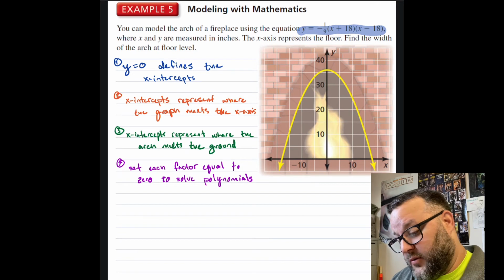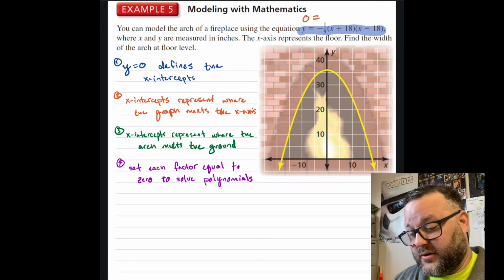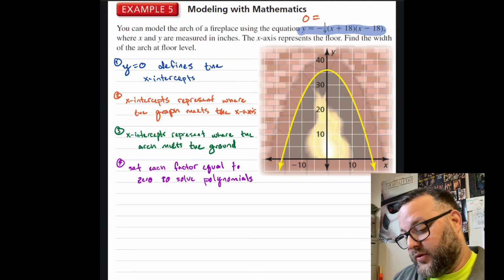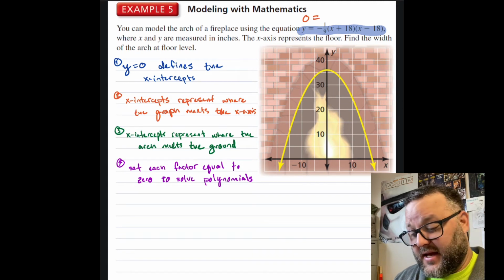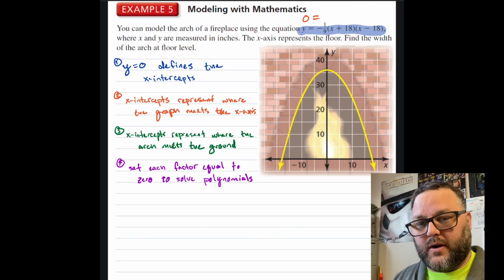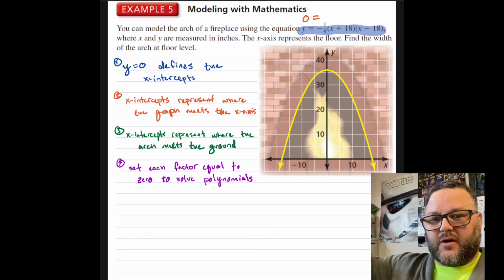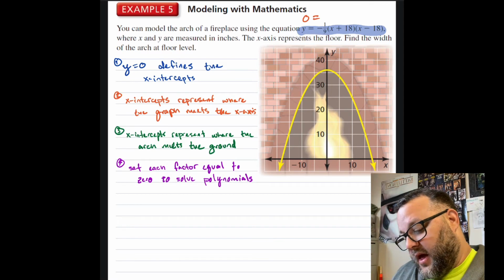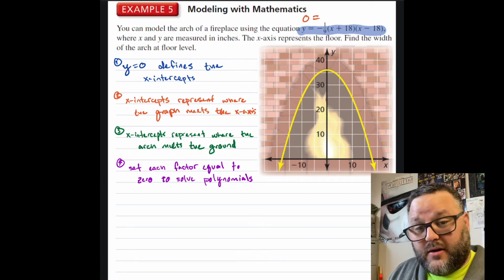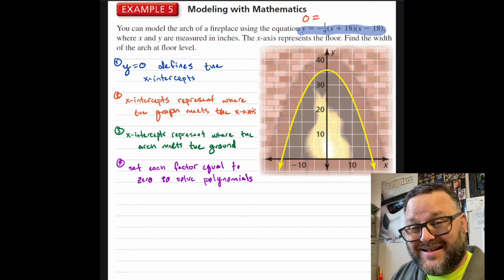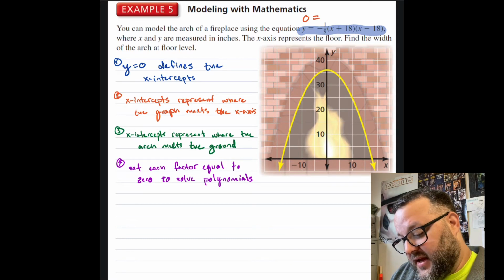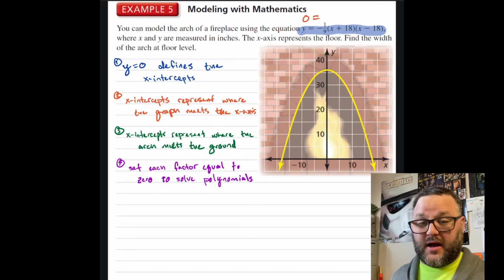So really, we should be able to rewrite this as 0 equals this whole thing. The x-intercepts represent where the graph meets the x-axis. In this case, the x-axis is the floor, or as low as the fireplace can go. X-intercepts represent where the arch meets the ground, right? And then setting each factor equal to 0 to solve the polynomial is how we find out where the arch will be meeting the ground.